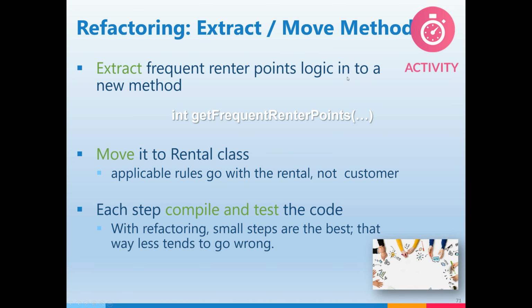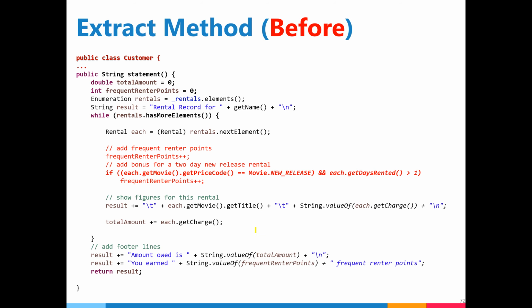Extract frequent renter points logic into a new method. So it is called getFrequentRenterPoints. First, it is in the same class. Then we will move it to the rental class. You will see it is more proper to move there. And at each step we compile and test, and we do small steps, right? Less it tends to go wrong.